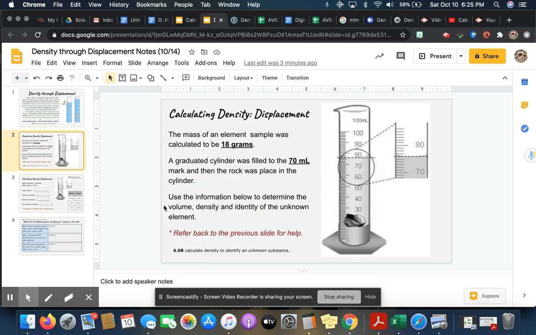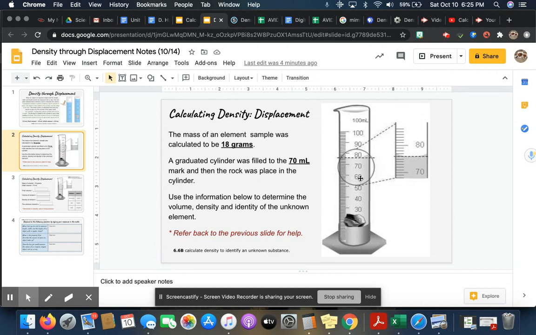Let's go to the next slide. So on the next slide, calculating density, this is an example. The mass of an element sample was calculated to be 18 grams. I know the mass. A graduated cylinder was filled to the 70 milliliter mark, and then the rock was placed in the cylinder. Use the information below to determine the volume, density, and identity of the unknown element.